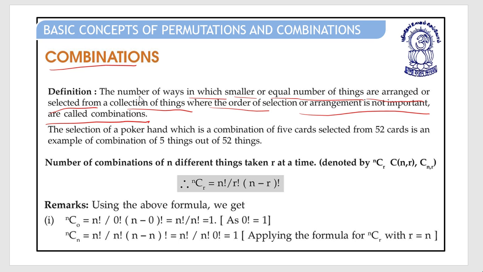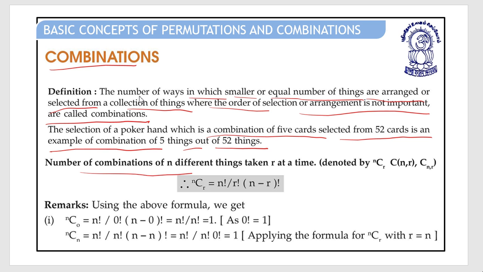The selection of a poker hand, which is a combination of 5 cards selected from 52 cards, is an example of combination of 5 things out of 52 things. Here in the poker hand there is no order or no arrangement. So, this is an example of combinations.